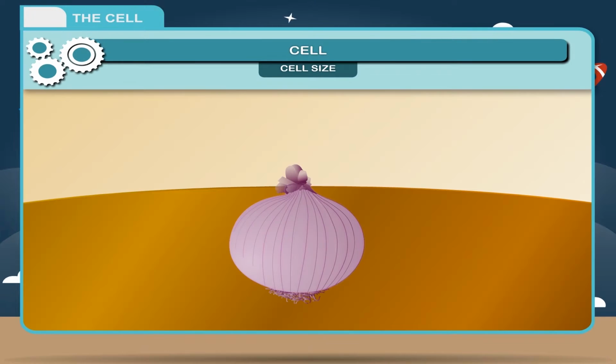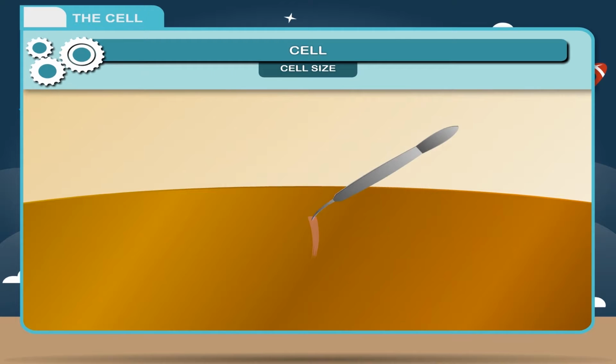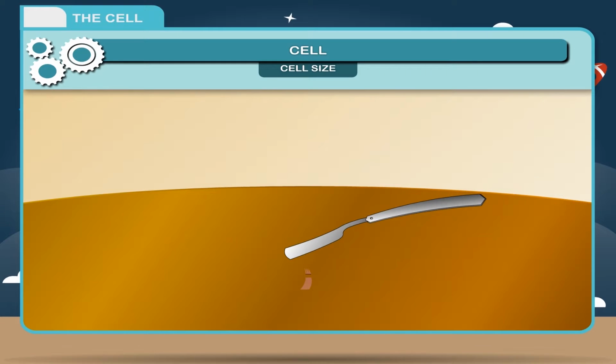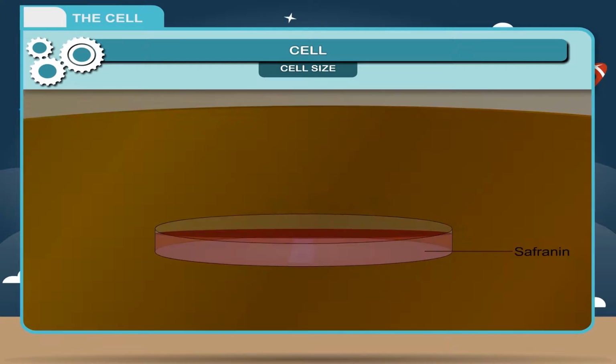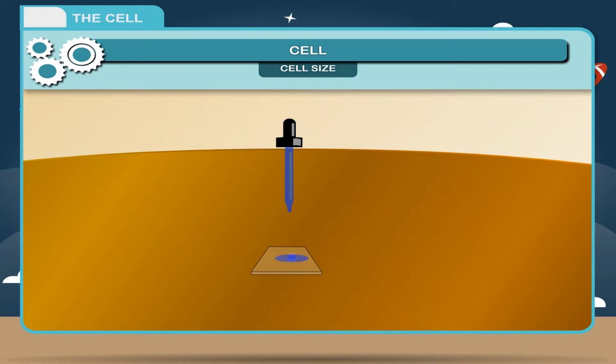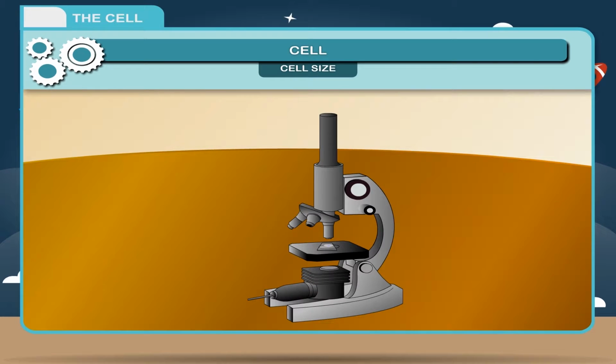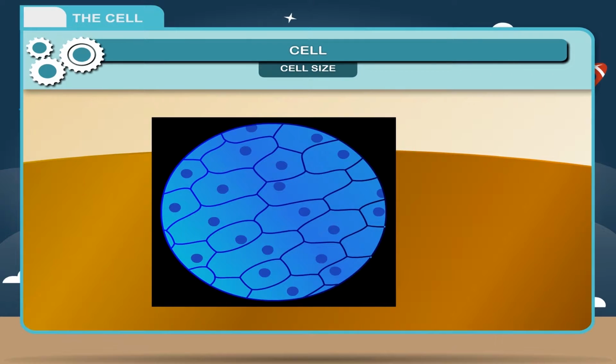Activity. Take an onion, peel out its inner thin membrane with the fleshy leaf, and cut it into several small pieces. With the help of forceps, put this in a petri dish containing water. Transfer it to another petri dish containing safranin for 1 to 2 minutes. Finally, transfer this thin slice to a slide containing a drop of glycerin and cover it with a cover slip. Observe this under a microscope.